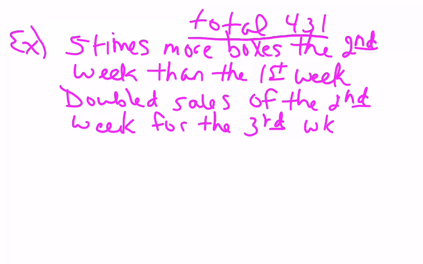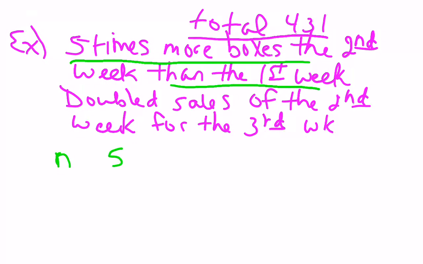Okay, so we have a whole lot of information here. Again, what do we know the least about? The first week. So the first week we're going to give it a name. This time we'll use N. Okay, so let's look at the second week. They sold 5 times more boxes the second week than the first week. So the second week is 5 times N.